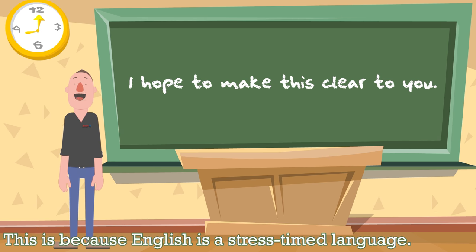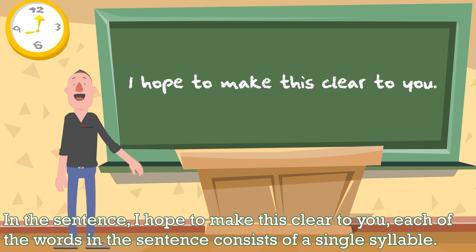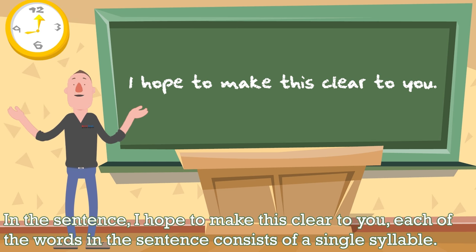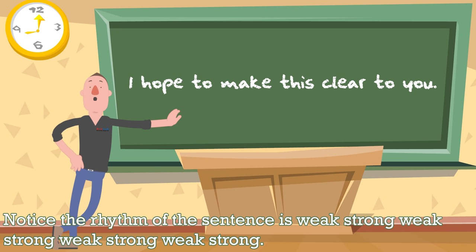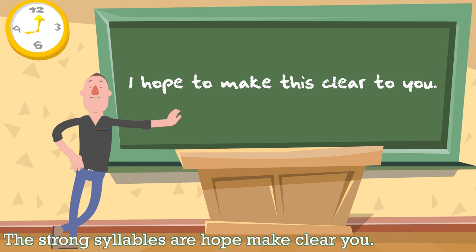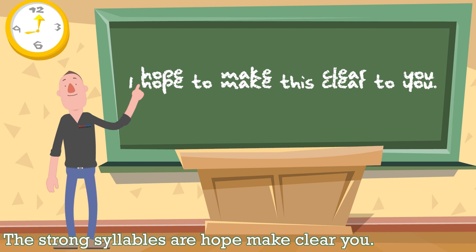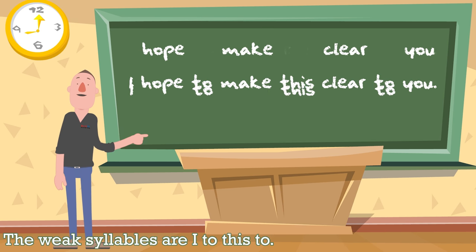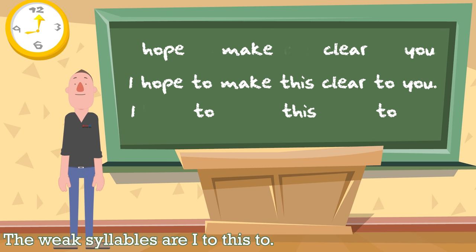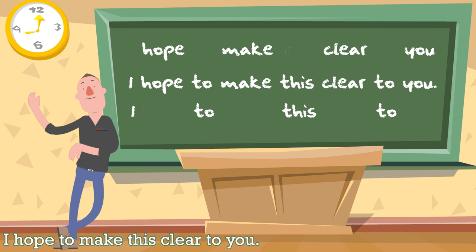This is because English is a stress-timed language. In the sentence, I hope to make this clear to you, each of the words in the sentence consists of a single syllable. Notice the rhythm of the sentence is weak strong, weak strong, weak strong, weak strong. The strong syllables are hope, make, clear, you. The weak syllables are I, to, this, to. I hope to make this clear to you.